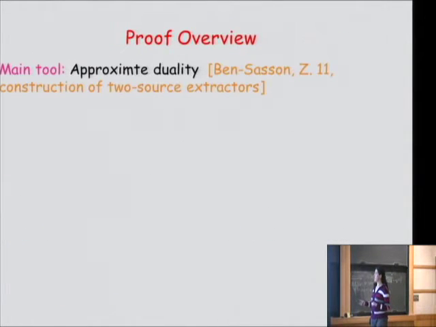Okay, so what does the proof of our main result look like? The main tool we use in order to prove our result is called approximate duality. This mathematical tool was introduced and studied in connection with the PFR conjecture in a previous paper, and it was used there for the construction of two-source extractors.